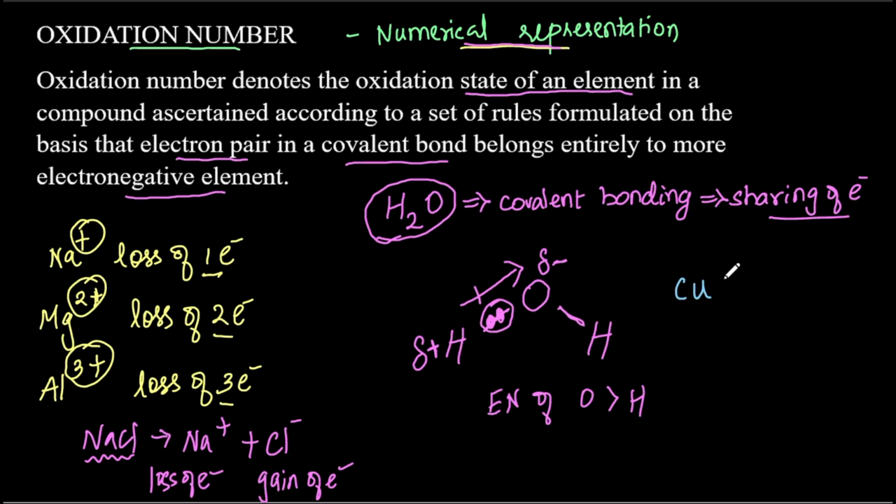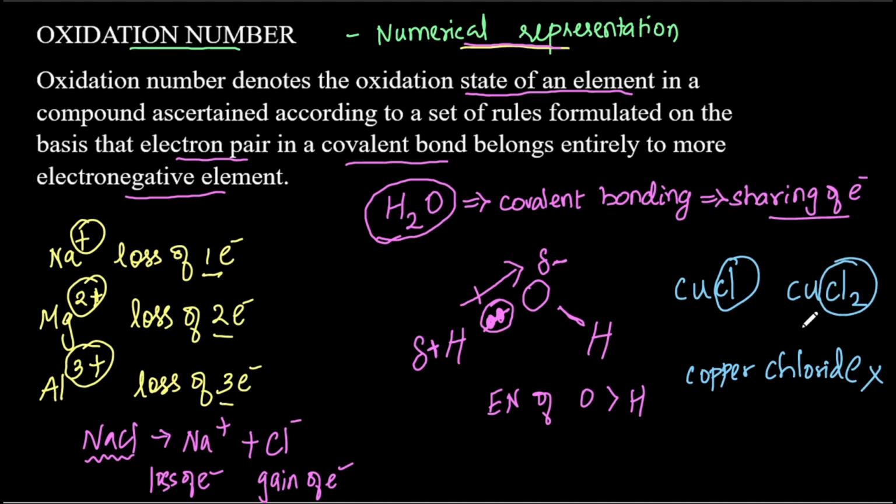So if you take CuCl and CuCl2, copper forms two different types of compounds with chlorine. Can I write the name of both the compounds as copper chloride? It is not correct because there is a difference between these two compounds. In the first compound, copper is bonded with only one chlorine atom. In the second compound, it is bonded with two chlorine atoms. I need to differentiate them. So for that also, we are going to study the oxidation number.